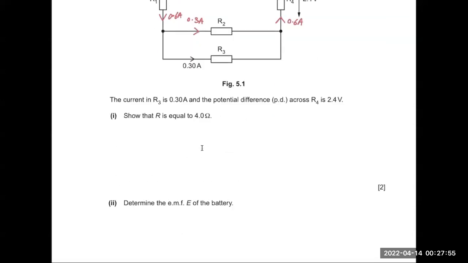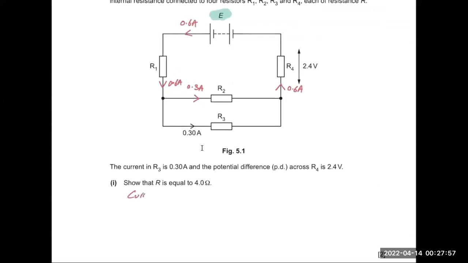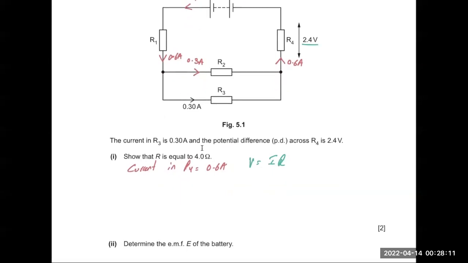So if you figured this out, that the current in R4 is equal to 0.6 amperes, you can use V is equal to IR. You know the potential difference across R4, which is 2.4, you know the current in R4, which is 0.6, and resistance R. So R is equal to 2.4 upon 0.6, which is R is equal to 4 ohms.